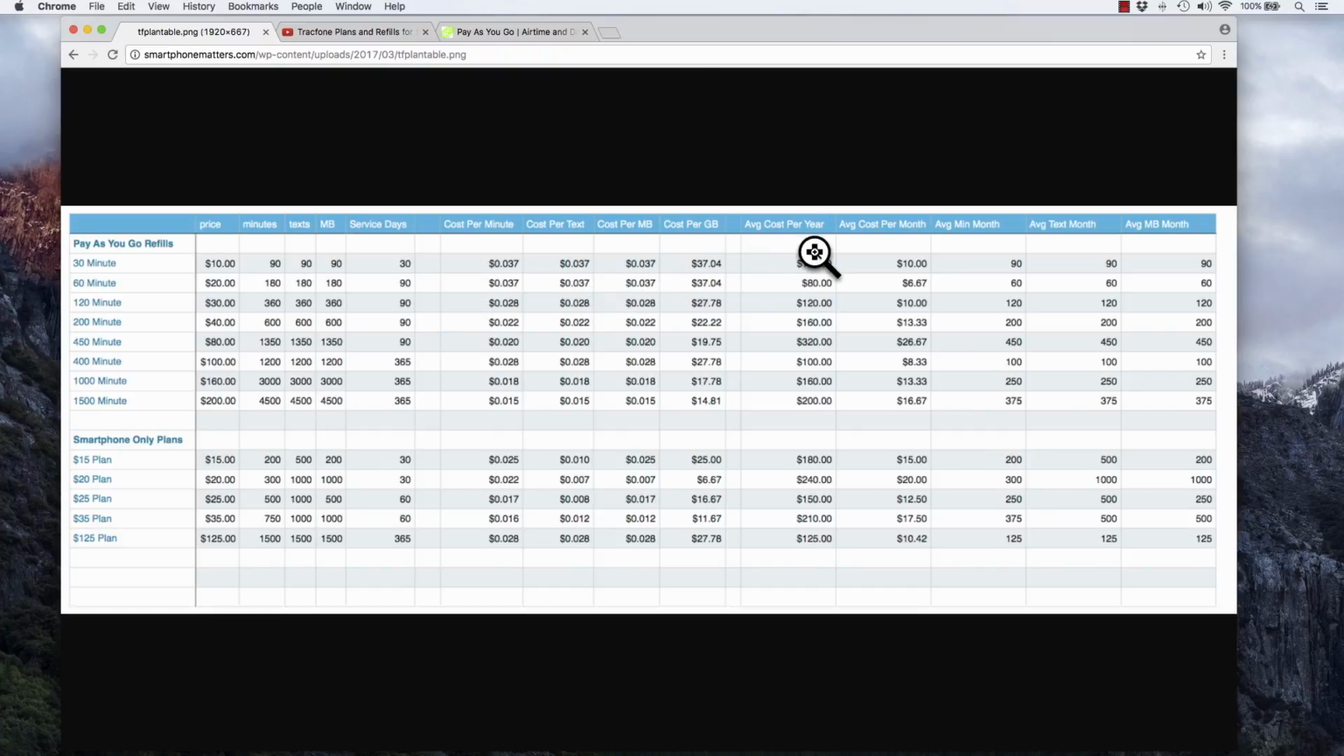And I didn't include state sales tax or any fees that Tracfone might charge. Now, I think that Tracfone may charge these service fees if you're using auto refill or if you pay by credit card online.